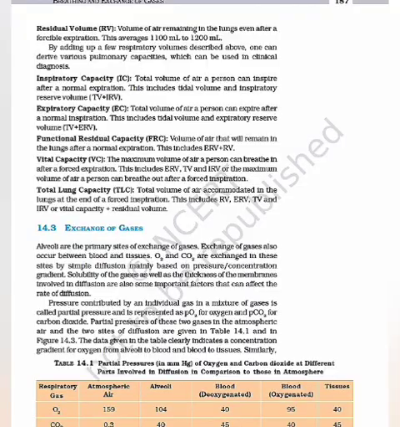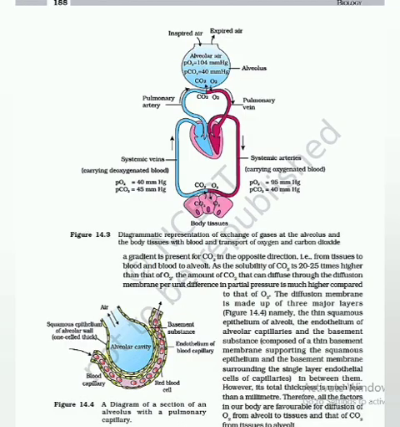Similarly, a gradient is present for carbon dioxide in the opposite direction, that is, from tissue to blood and blood to alveoli. As the solubility of carbon dioxide is 20 to 25 times higher than that of oxygen, the amount of carbon dioxide that can diffuse through the diffusion membrane per unit difference in partial pressure is much higher compared to that of oxygen.